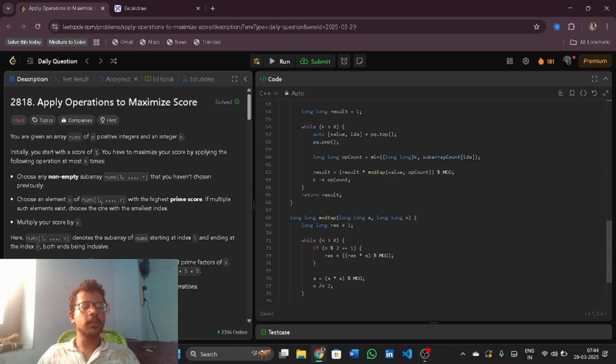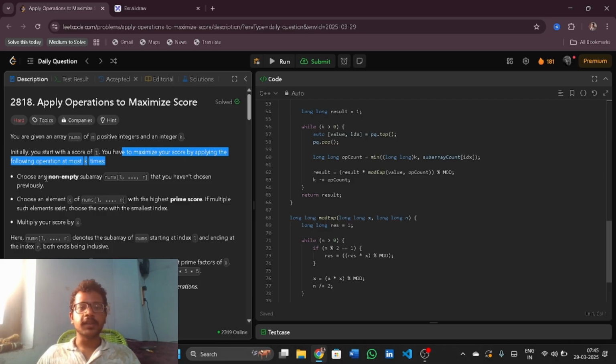Hello everyone. Let us now discuss how we can solve today's LeetCode POTD problem: Apply Operations to Maximize Score. We are given nums of n positive integers and an integer k. Initially, you start with a score of 1. You have to maximize your score by applying the following operation at most k times.